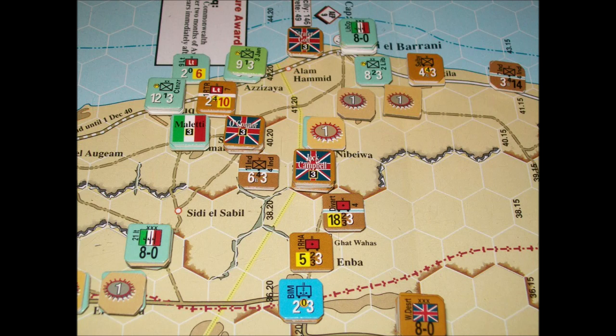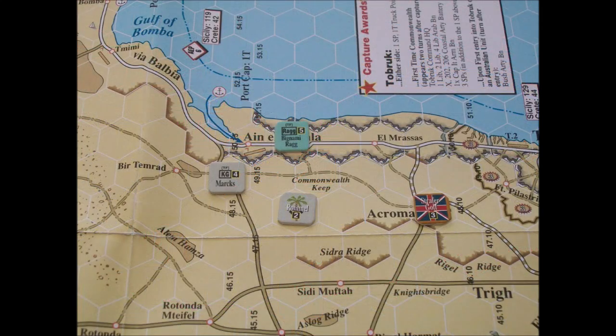In this next picture, I've just got a picture of Strafer Gott and Erwin Rommel, and then I've got one of the Italian RAGs, the Bignami group, and then I have a German KG, the Marx group. So you can see Rommel has a rating of 2, which basically means he can activate on the roll of a 2 through 6.